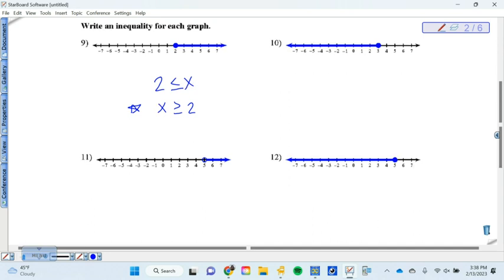Okay, what about 11? What is it for 11? Perfect. x is greater than 5. Here you go. Okay. Numbers 10 and 12 are for you to do. I'll give you 2 minutes.